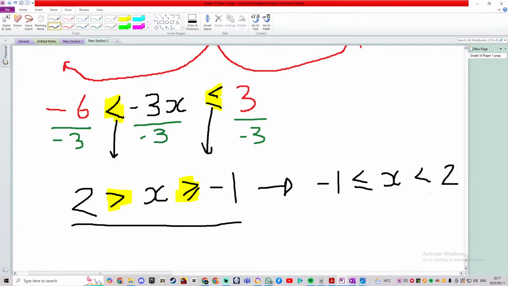There we go. You see, it's like you've just flipped the inequality. You put the minus 1 on the left and the 2 on the right. Because the smaller number must now be at the start and the bigger number there. And then we flipped it around. Okay, let's move on to the next question.